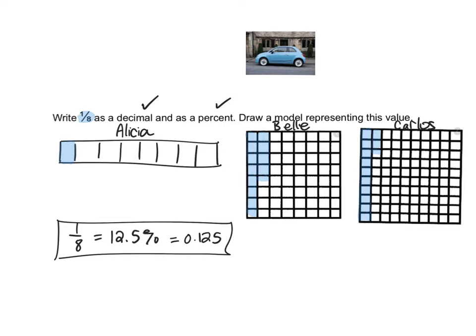First, I'm looking at Alicia's model, and I see that she has 1, 2, 3, 4, 5, 6, 7, 8 squares here, and she's colored in one of them, 1/8. So yes, Alicia's model is correct.